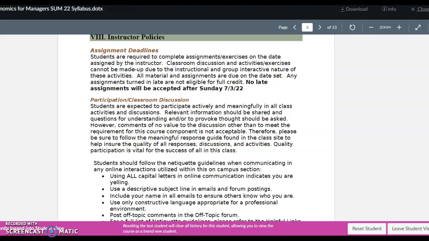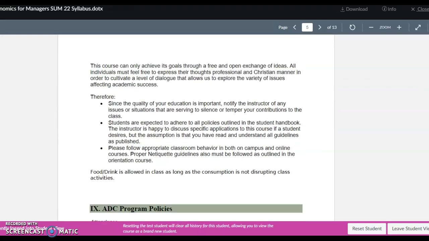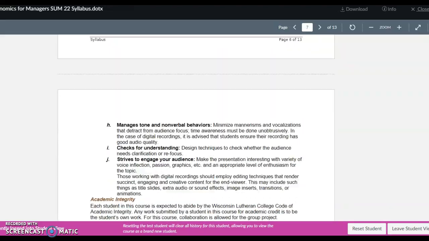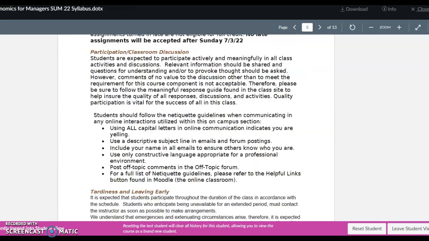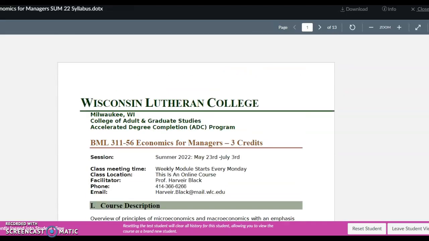So the blurb that I put within the syllabus under instructor policies: no late assignments will be accepted after Sunday, July the 3rd. So that's something very important to keep in mind, everyone. And I'm not going to read word for word here with the syllabus. It just talks about integrity and academic expectations. It's pretty much the standard template regarding the syllabus that we happen to use here at the college.